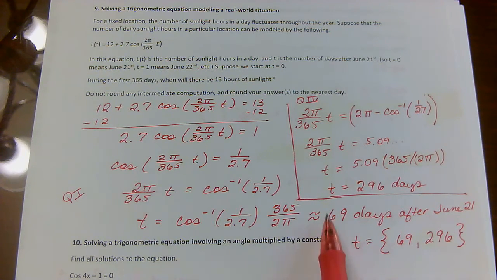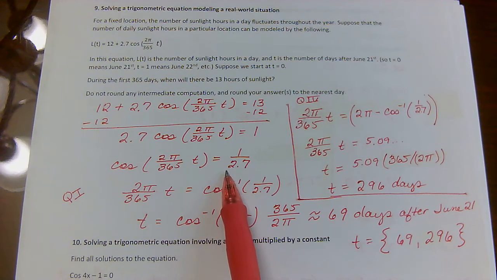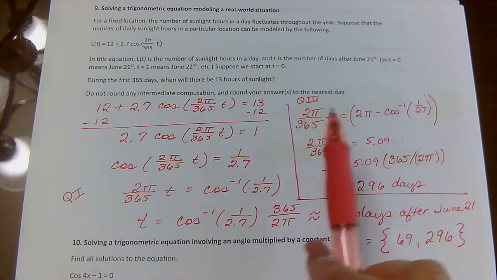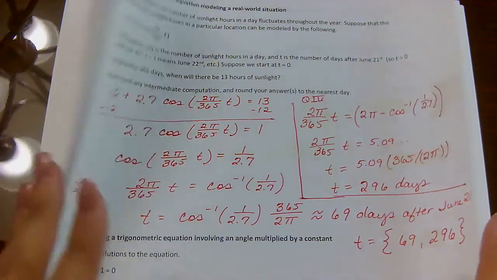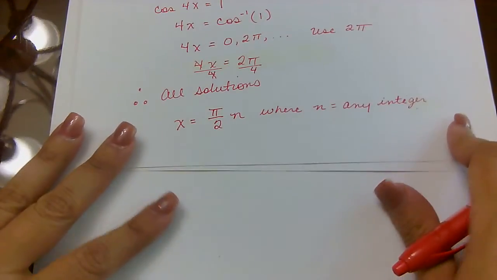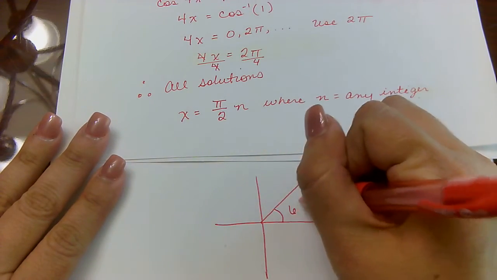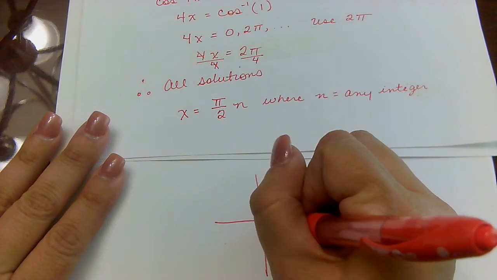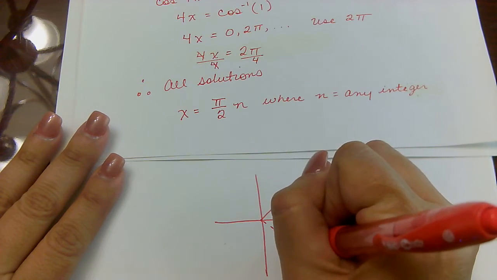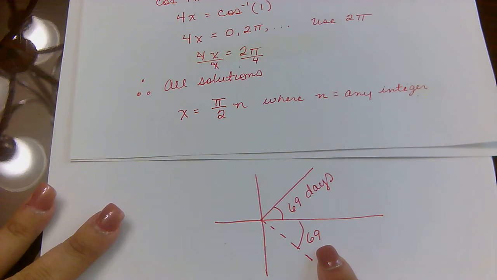All right. Now, remember, cosine is going to be a positive fraction in quadrant 1 and in quadrant 4. So how can I get from quadrant 1 to quadrant 4? Well, if this is represented by 69 days, and I'm going to go ahead and do this over here, like this, what I'm trying to do is find the other value over here that also has a reference angle of 69 days.